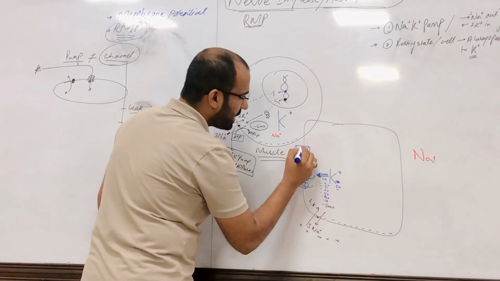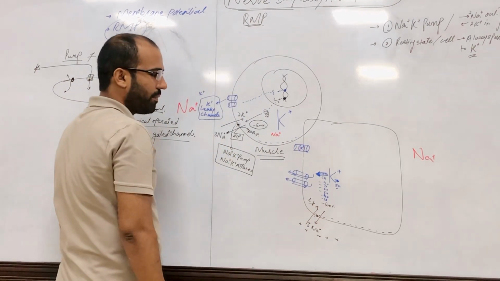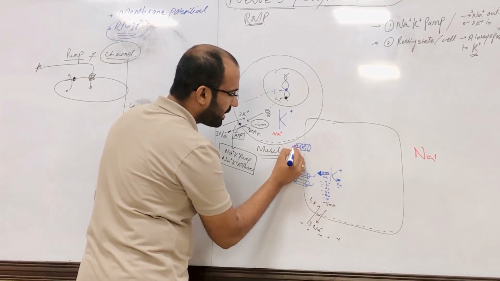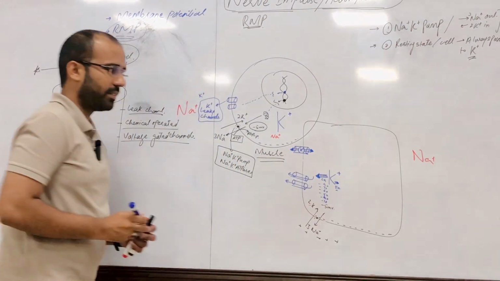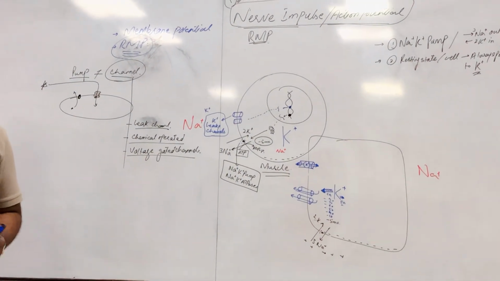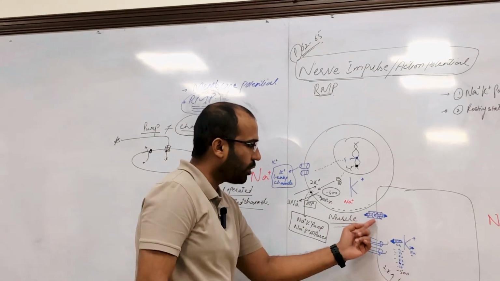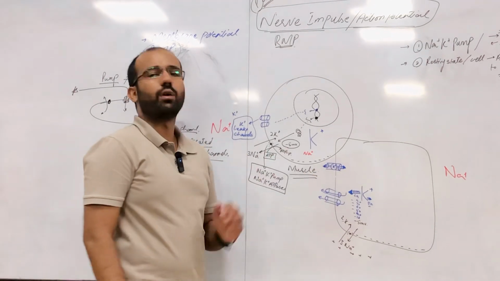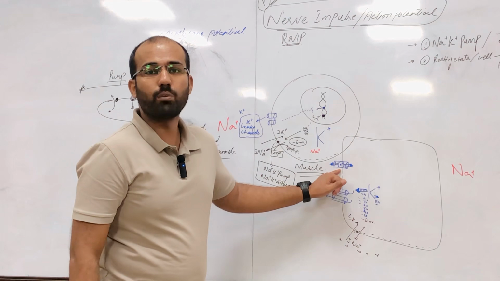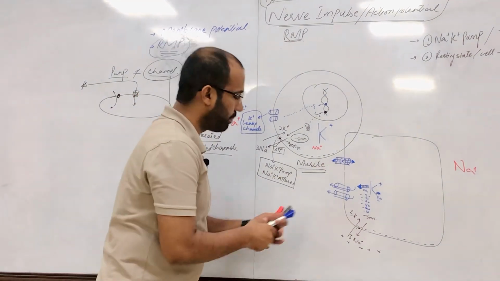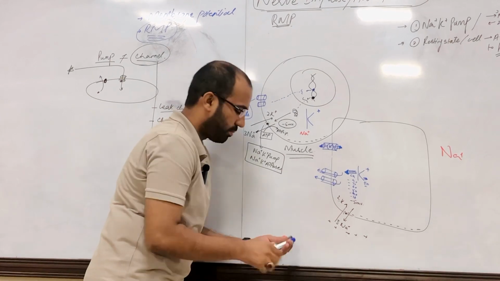A state will be reached where the concentration gradient exactly equals the electrical gradient. There is no net movement of the potassium. The net movement and the resultant forces become zero. Potassium will not move inside, neither move outside; it is trapped. So what did we achieve? We achieved the equilibrium potential. This is called the equilibrium potential, also called the diffusion potential of the potassium.